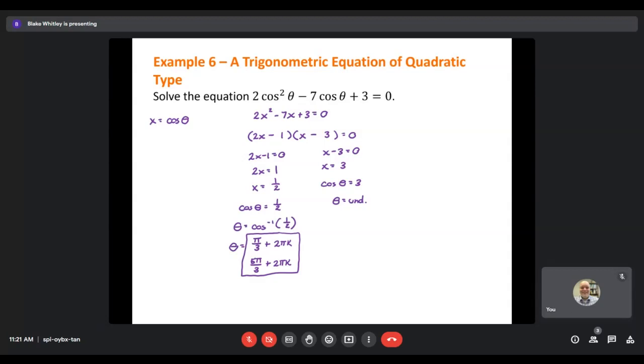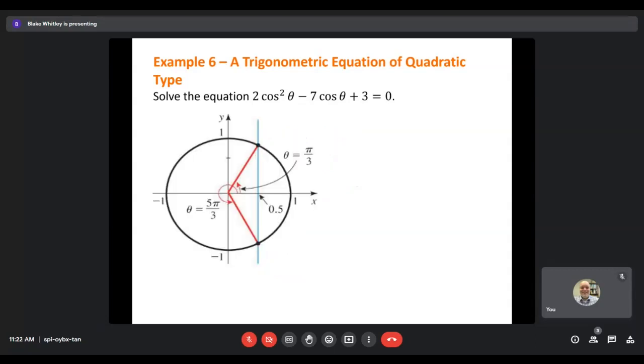But just keep in mind, if that had been defined, then we would also need to include whatever values we get from that factor in our final answer as well. And again, this is just showing us those are the two places where we would get 1/2. And that's how we got pi over 3 and 5 pi over 3. And again, adding the 2 pi k because of the periodic nature of cosine.